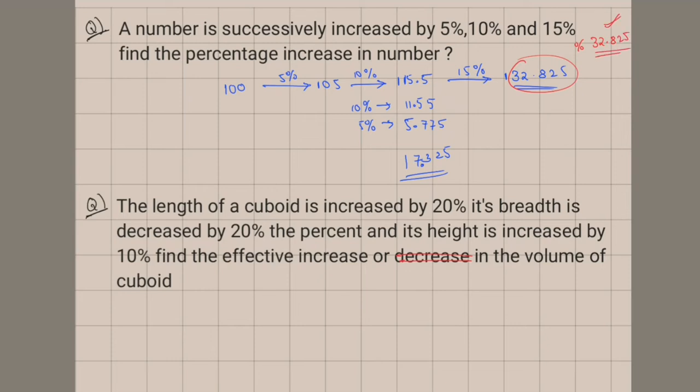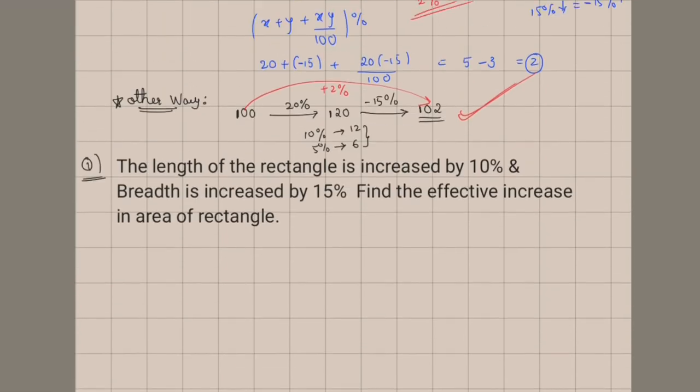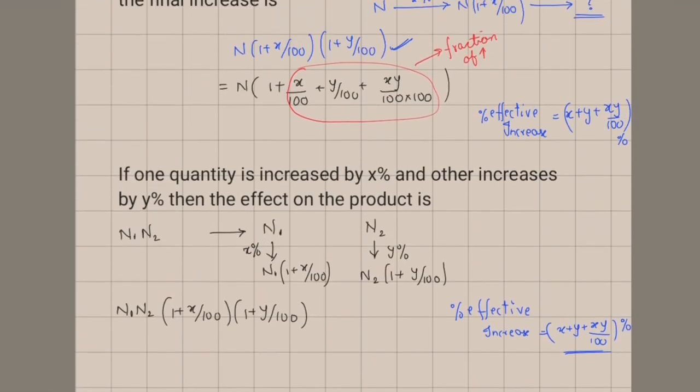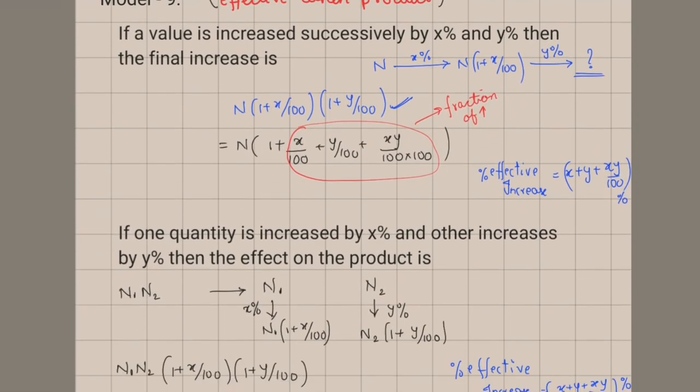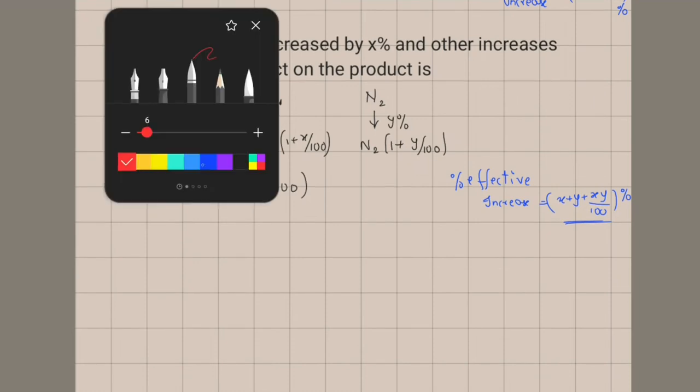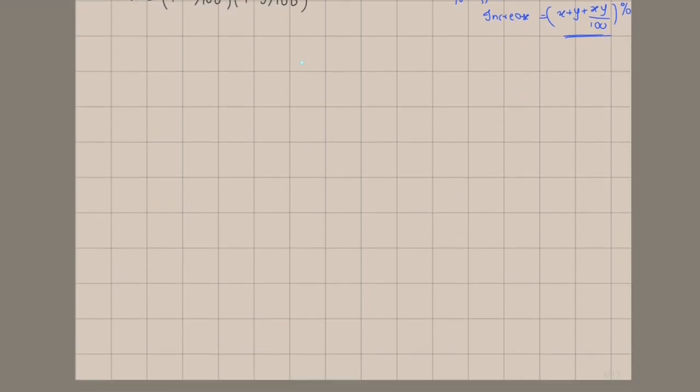Okay, let's do this problem. Let's do this problem in the way which we have discussed, x plus y plus xy by 100. So this formula, x plus y plus xy by 100, is for when it is successively increased 2 times, or when it is the product of 2 terms. What if it is successively increased 3 times?